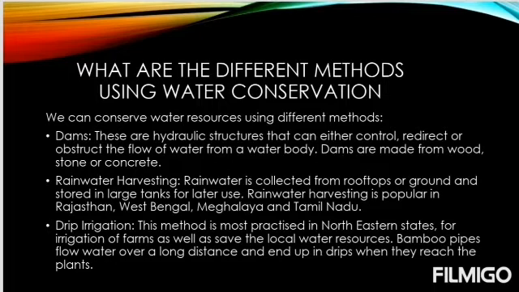The third one is drip irrigation. This method is most practiced in northeastern states for irrigation of farms as well as to save the local water resources. Bamboo pipes flow water over a long distance and end up in drips when they reach the plants.